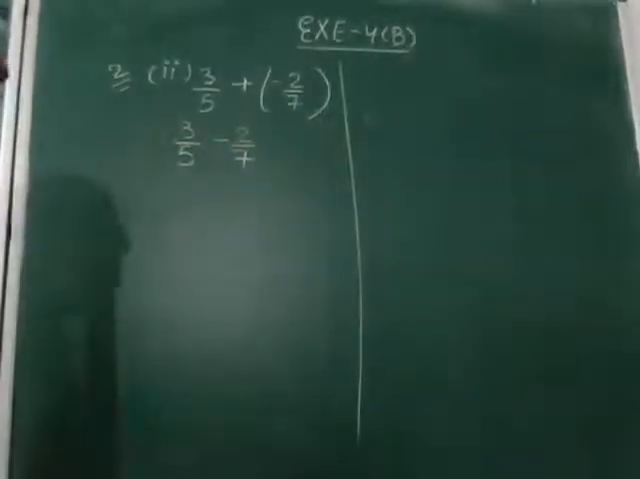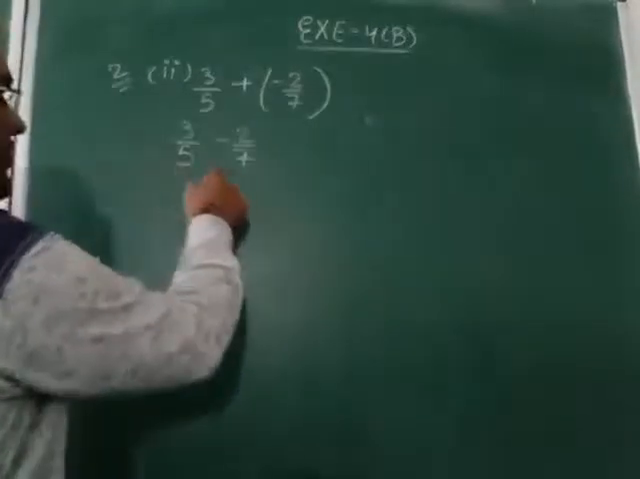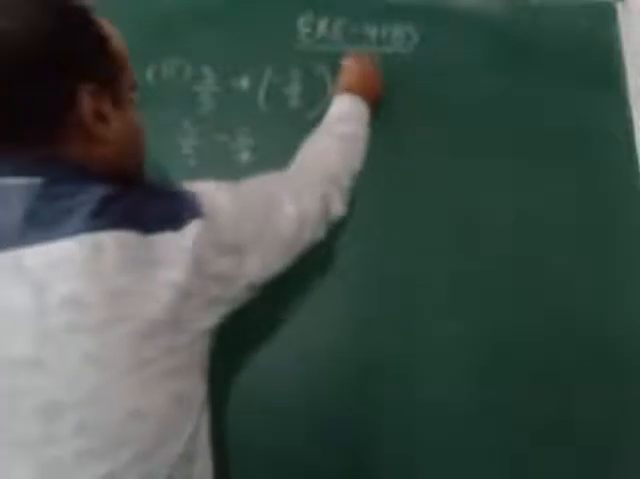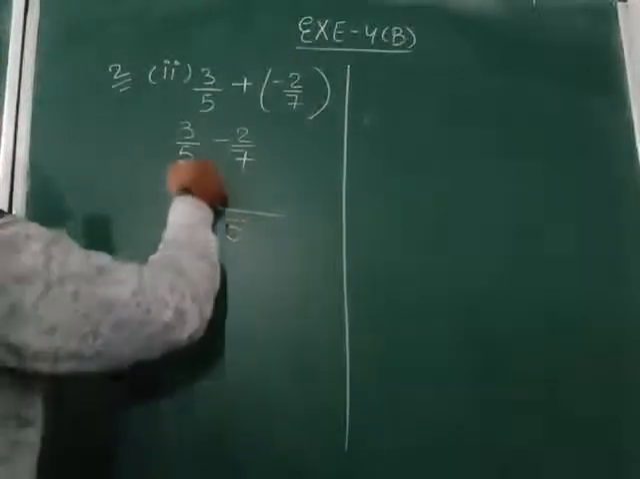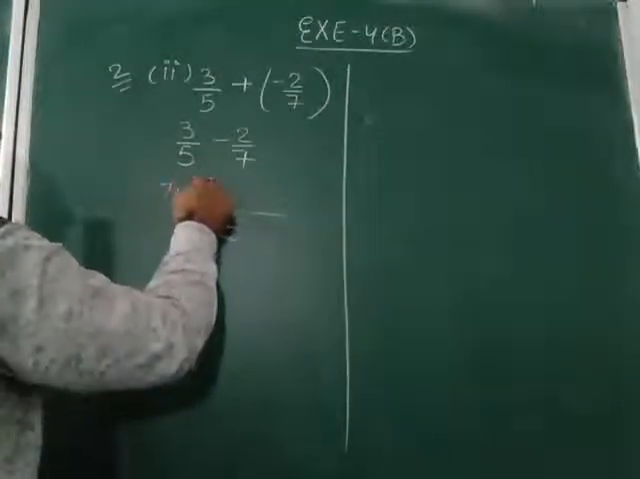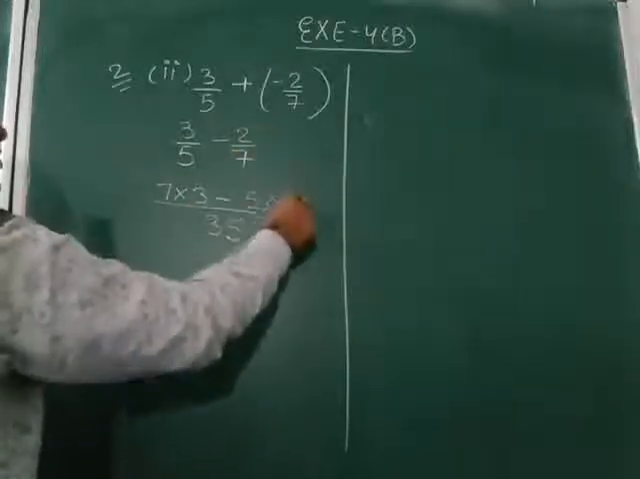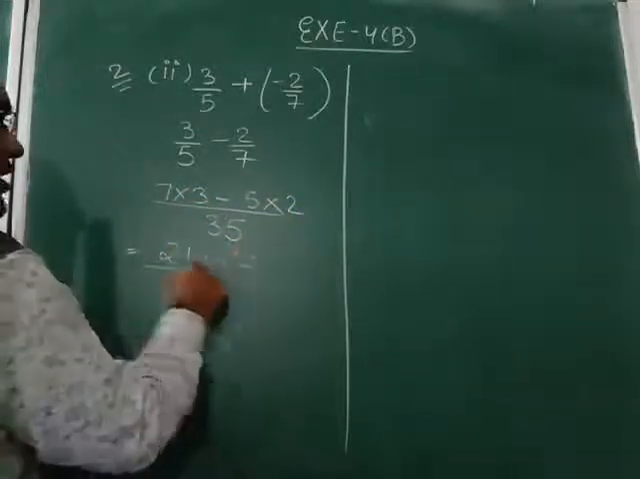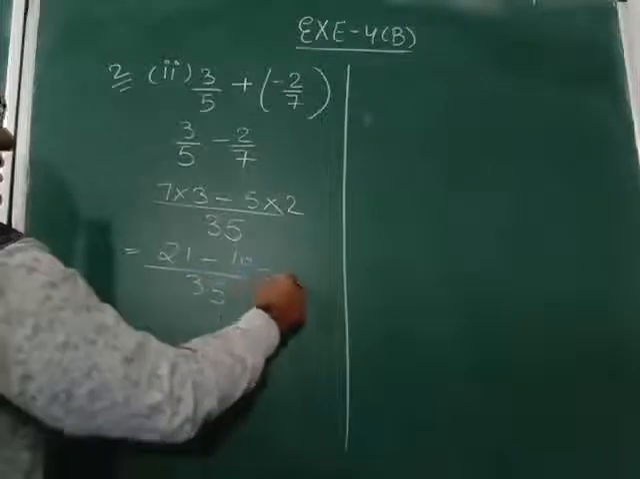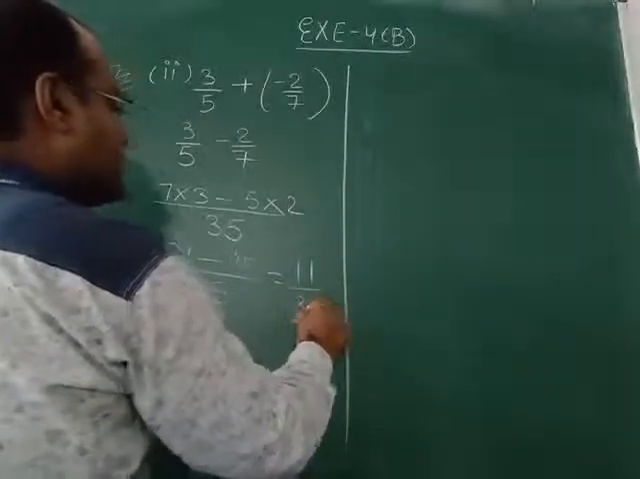After that we have to take the LCM of 5 and 7. What are the denominator numbers? One is 5 and another is 7. So we will take the LCM of 5 and 7. 35 will be the LCM. 5 sevens are 35. So 7 into 3. 7 fives are 35. 5 into the numerator number is 2. Now 7 threes are 21. 5 twos are 10 upon 35. Now we will subtract these numbers, 11 upon 35 is the final answer.